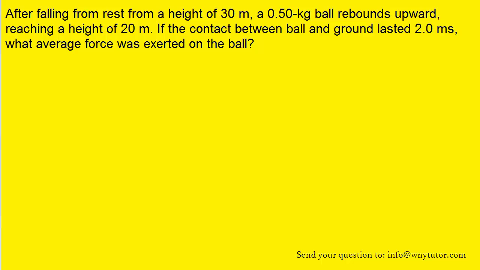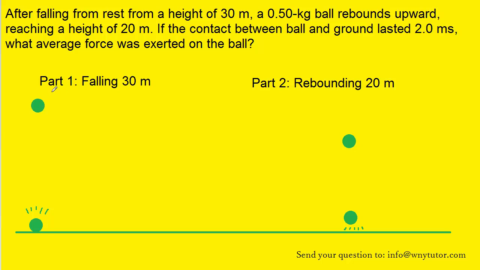If you haven't done so yet, please pause the video and try this question first before listening on. It turns out that the best way to understand how to solve this question is to break it up into a couple of different parts. In part 1 of the question, the ball will fall 30 meters down towards the floor. In part 2, immediately after rebounding off the floor, it will rise up to a height of 20 meters.